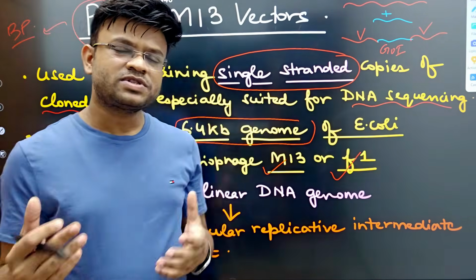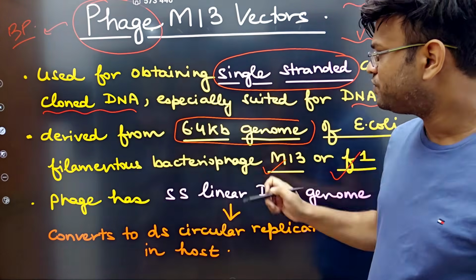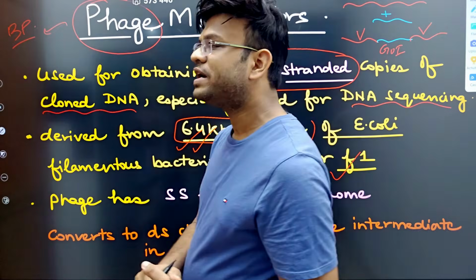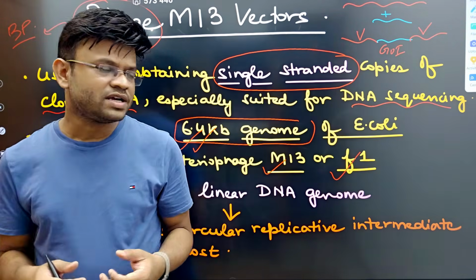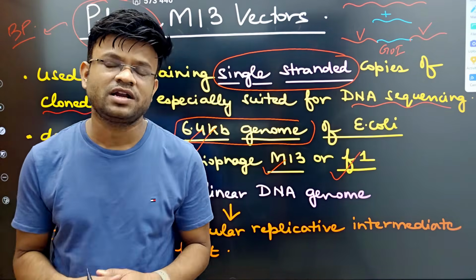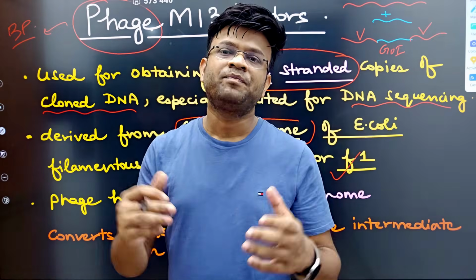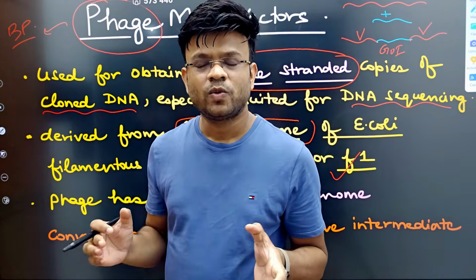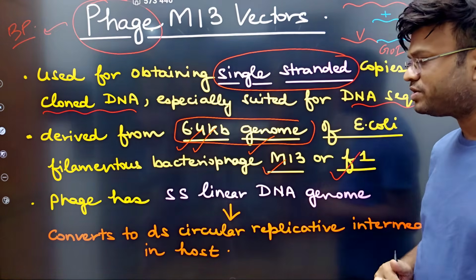And the rough genome size of M13 or F1 bacteriophage is a 6.4 kb genome. Now, whenever you are studying vectors, the most important question being asked in recent trends is about the genome size of the vector. Apart from that, there are questions related to what would be the genome insert or insert size in case of the vectors. So this is one of the pieces of information that you should remember.